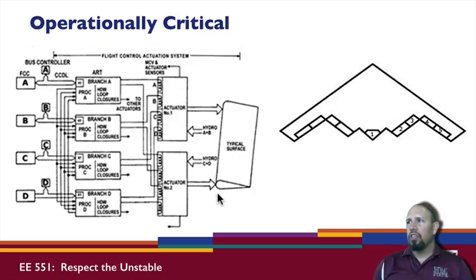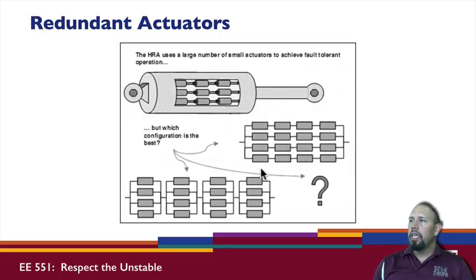These various processors control the various actuators, and so forth. And so it's important to have this kind of redundancy. It's also possible for there to be what are called redundant actuators. So the HRA is a device called a highly redundant actuator. The HRA basically uses a large number of small actuators to achieve fault-tolerant operation.